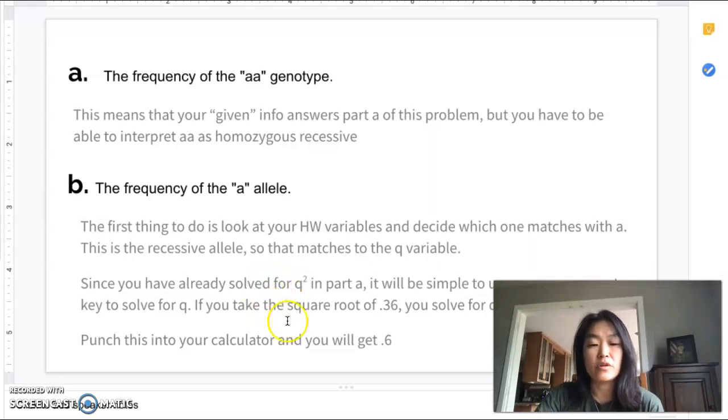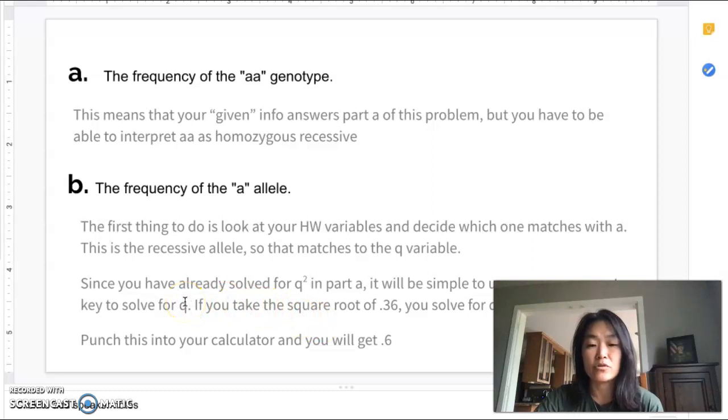So since you know that q squared equals 0.36, that means you can take the square root of that, and you can use your calculator if you need to. Some of you can do that in your head. So the square root of 0.36 is going to be just plain old 0.6. And so what you've done now is you've solved for q.